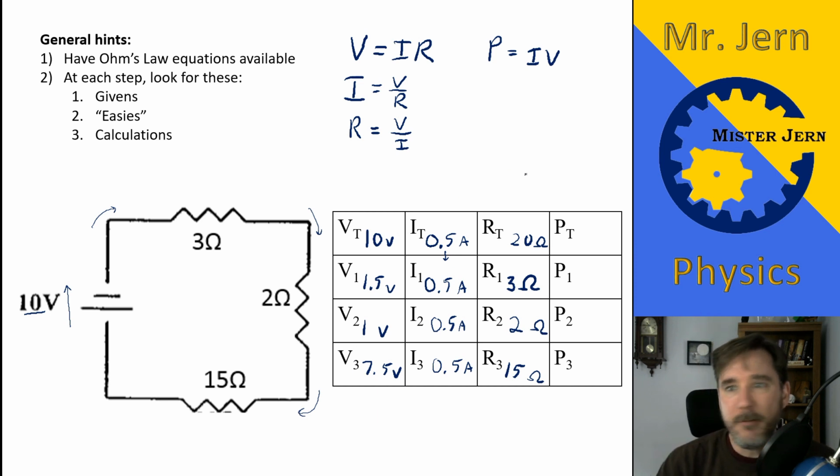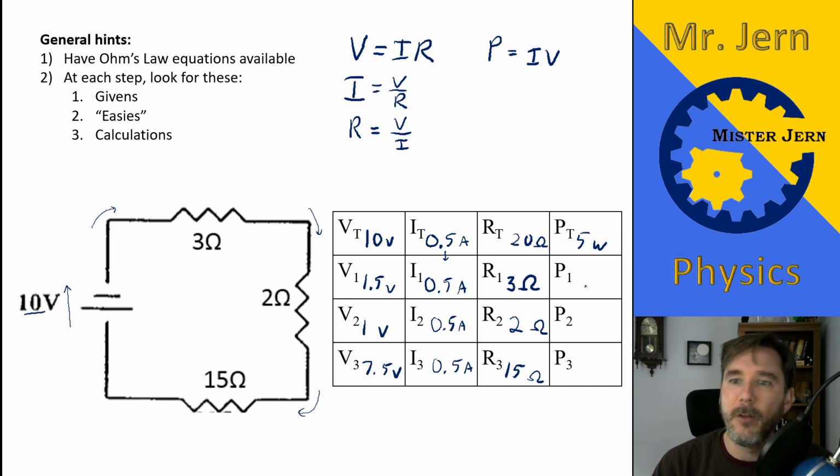Okay. Power. Honestly, I just like to leave power for last if it's all blank like this, because now all I have to do is multiply current times voltage. So if I take 0.5 times 10, the total power is going to be 5 watts. In other words, the amount of energy usage per time is going to be 5 watts. And so that's going to be the total. So these next ones should add up to this, because each resistor is going to use a certain amount of energy per time. And so the sum should be 5.